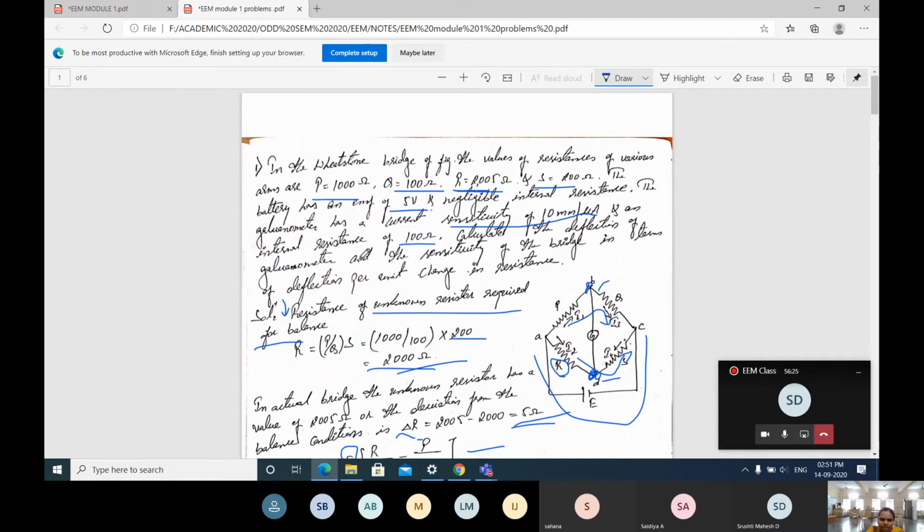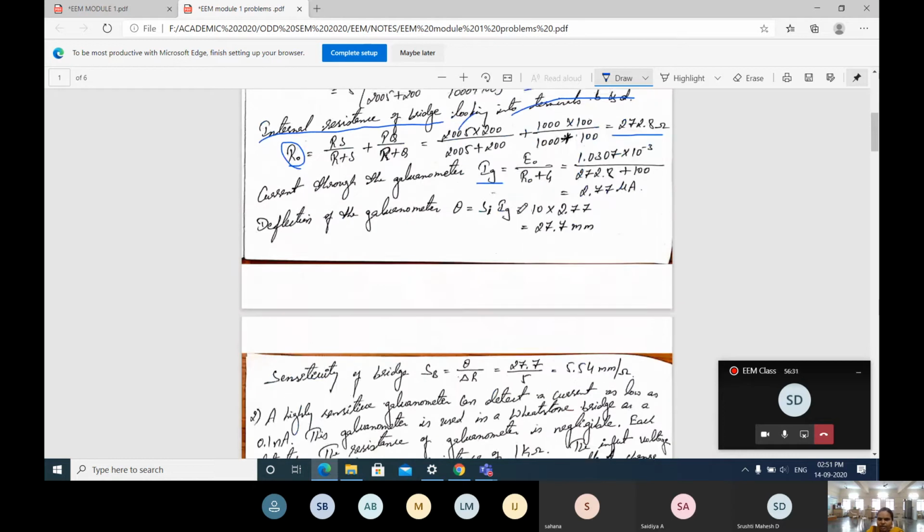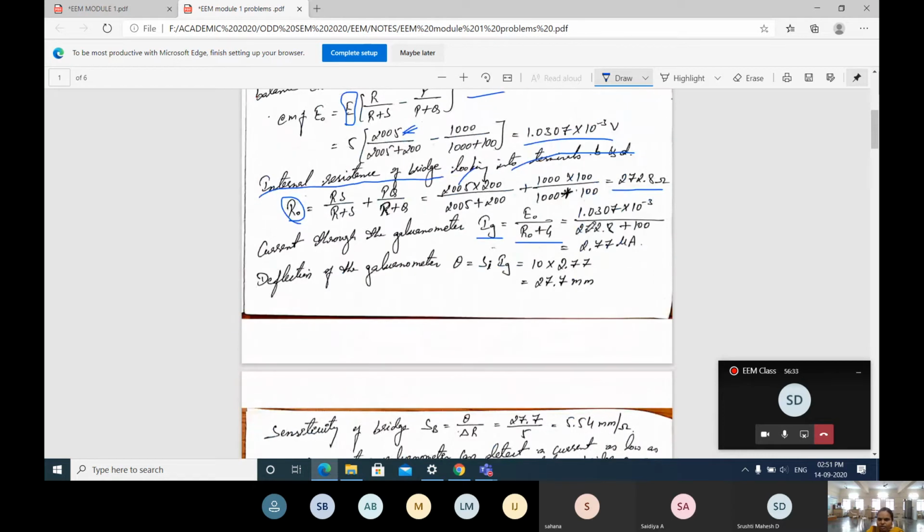Here the internal resistance of the galvanometer is given, that is 100. That 100 you have to substitute here. E0 we got from this, and then divided by R0 plus G, which is 100. If you solve, you will get 2.77 microamps.